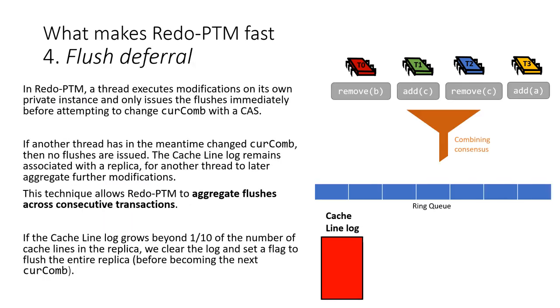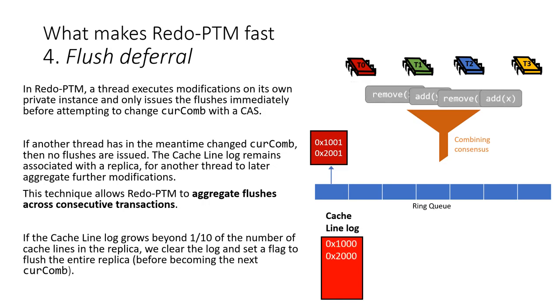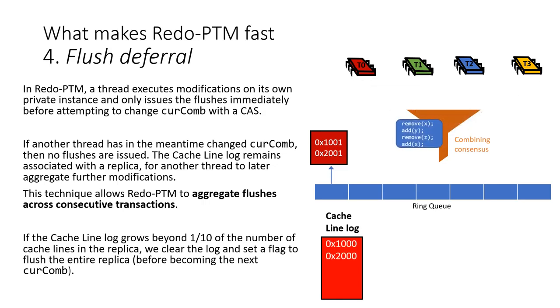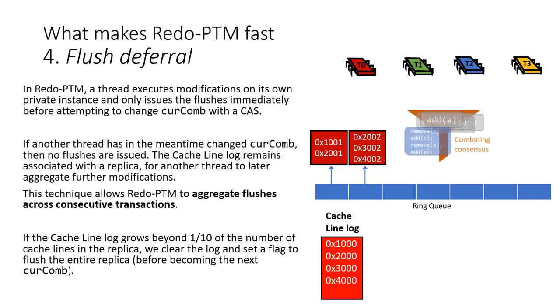We call this flush. As mentioned before, in redo-ptm, we aggregate a group of concurrent transactions into a single redo log. However, we don't flush those modifications until we need to change the curcom pointer. The technique shown on the previous slide allowed us to aggregate flushes from transactions in the same group. This technique allows us to aggregate flushes from multiple groups of transactions.